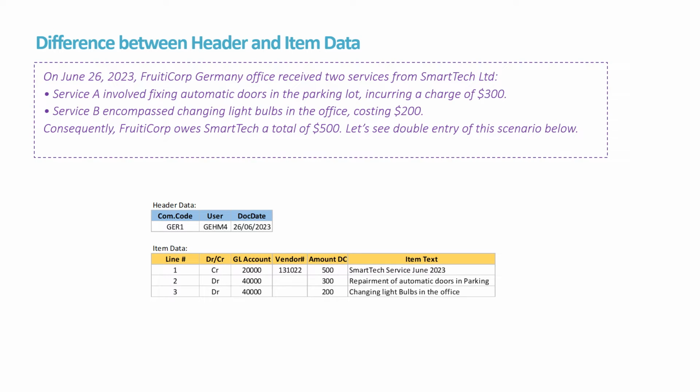So we mentioned that BKPF contains header and BSEG item data. But what does it actually mean? What's the difference between header and item information? Let's learn it. And to better understand this distinction between header and item data, let's work with an example from Fruity Corp.